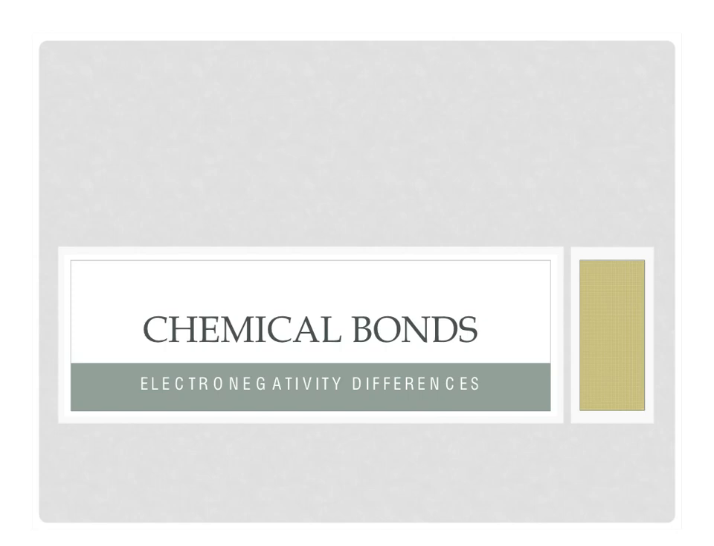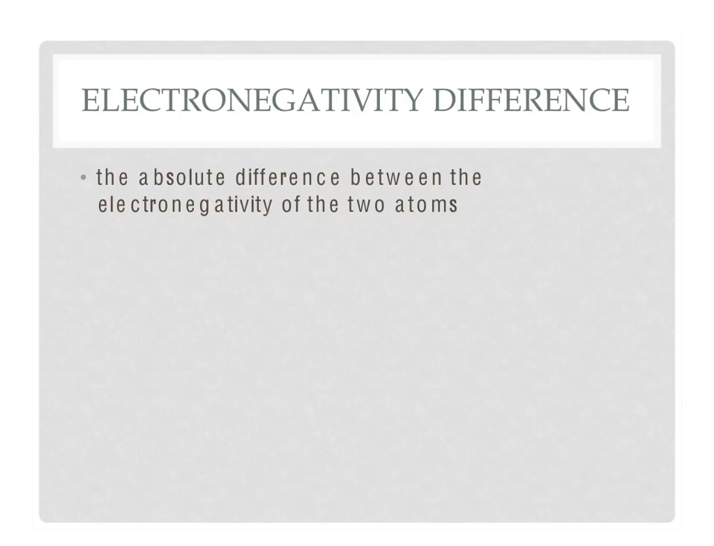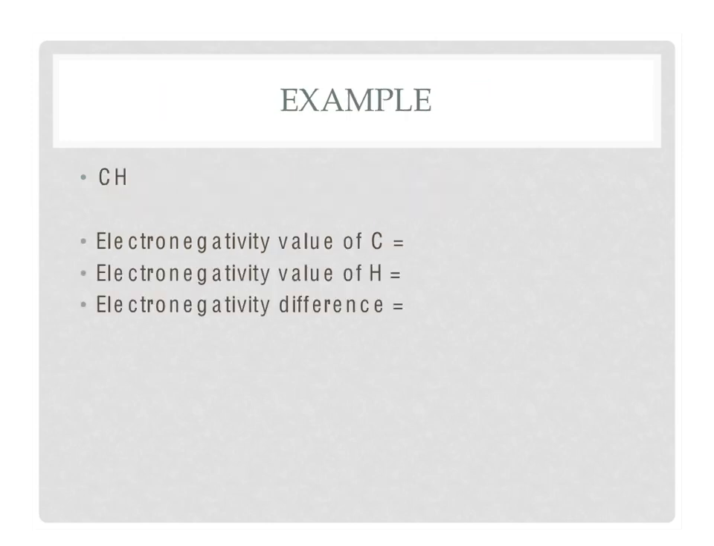Electronegativity differences. Electronegativity difference is defined as the absolute difference between the electronegativity of the two atoms. Let's look at an example.